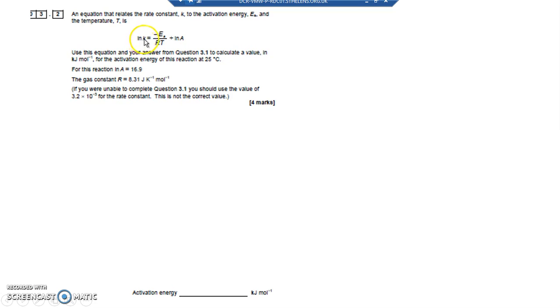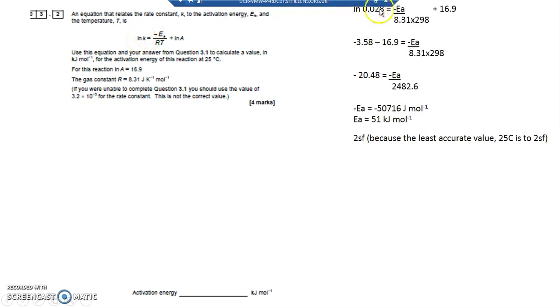So I can work out ln K, ln of 0.028 equals minus the activation energy. We don't know the activation energy, and I think that's what we've got to calculate. Calculate a value in kilojoules per mole for the activation energy, yes. 8.31 is my gas constant, so that's R. Temperature is in Kelvin, so 25 degrees C, add 273, becomes 298. So I've got to get that into Kelvin, and then add ln A is 16.9.